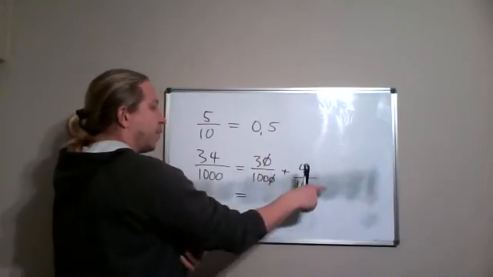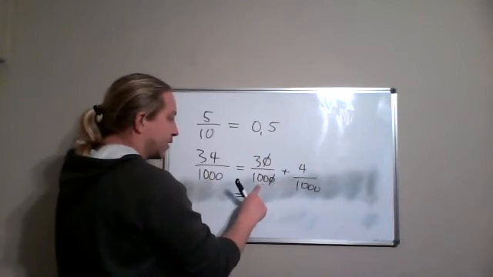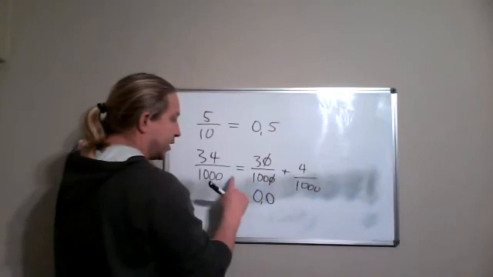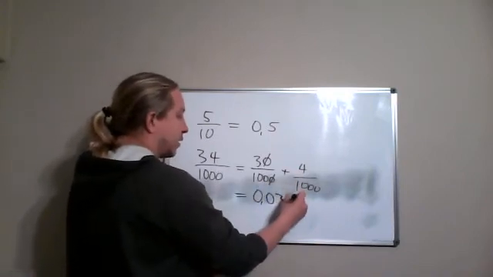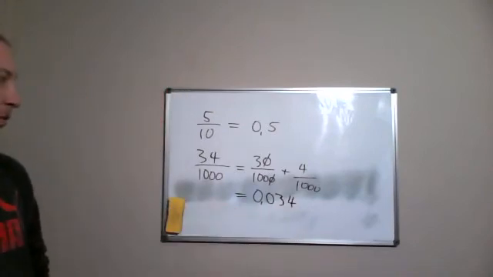Now let's convert from here into our decimal fraction. Well, do we have any tens? No. So we have 0, 0, because there's no tens. How many hundreds do we have? 3. How many thousands? 4. Okay, and that's where we get 0,034. Okay.